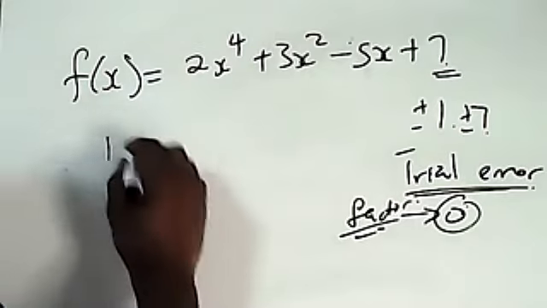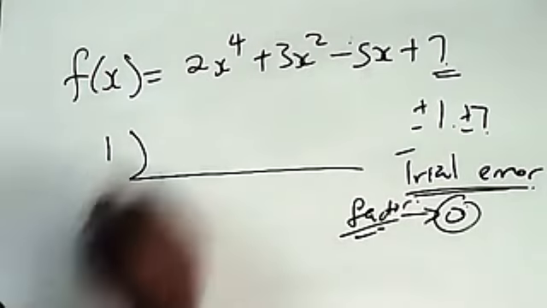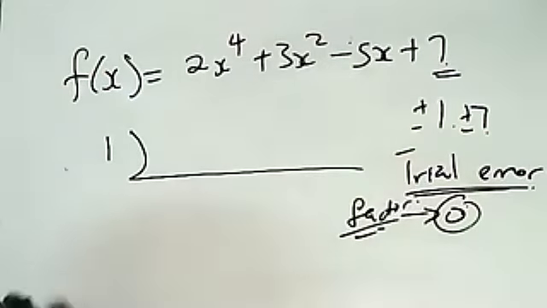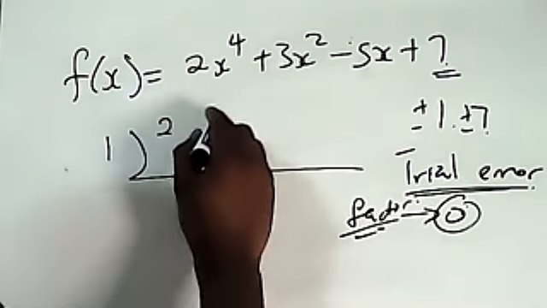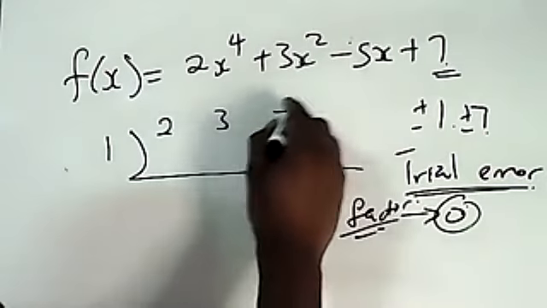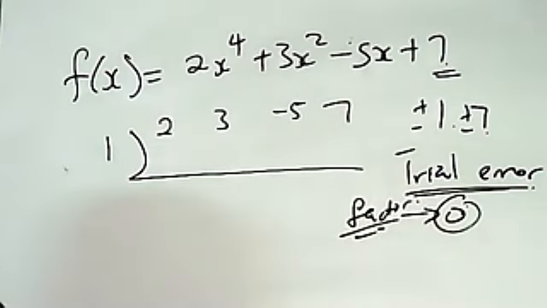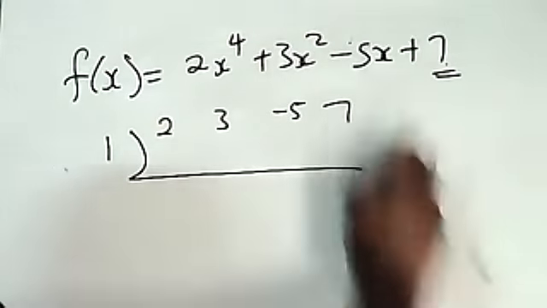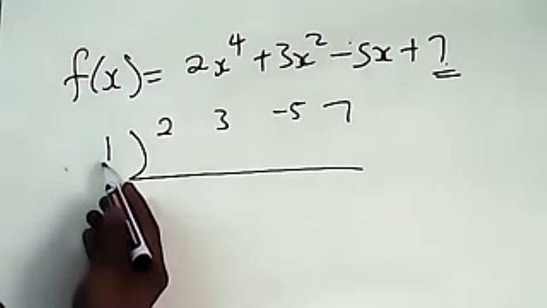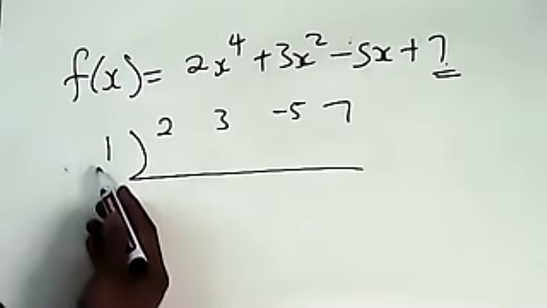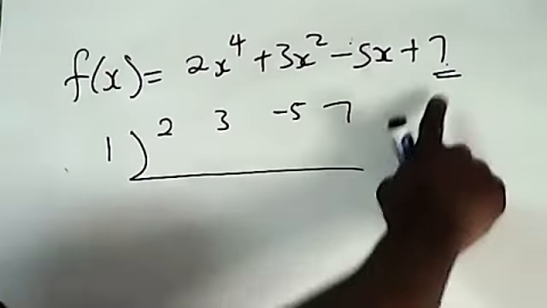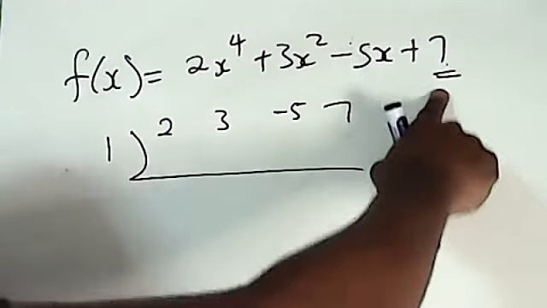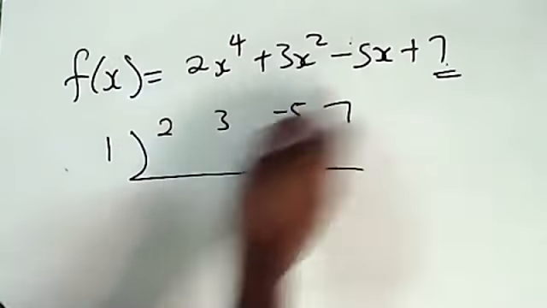So you put your 1, right? You put everything as it is, but only take the coefficients and their signs. So you put 2, 3, negative 5, and 7. You take the factor that you think is correct, but it is an educated guess because you're using the factors of the last term.